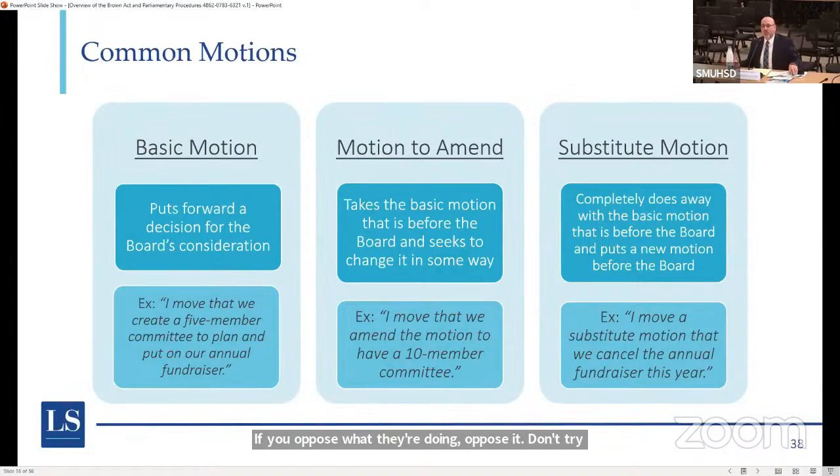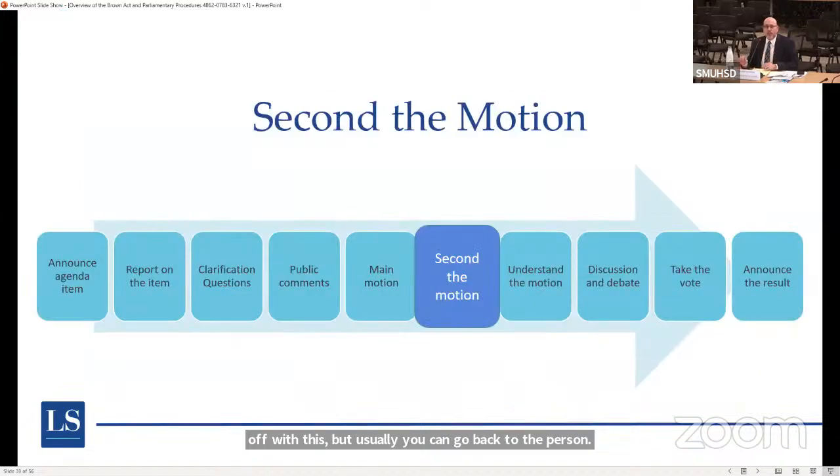There are times that the reason for the substitute motion is that the motion was not well conceived. And in talking about it, it's like, maybe we'd be better off with this, but usually you can go back to the person who made the motion. So these are the different kinds of motions.